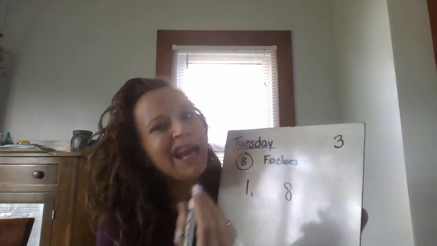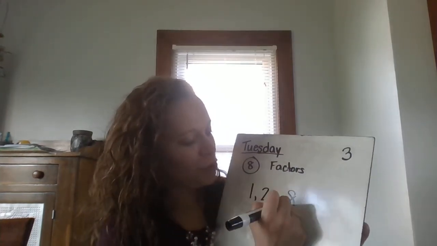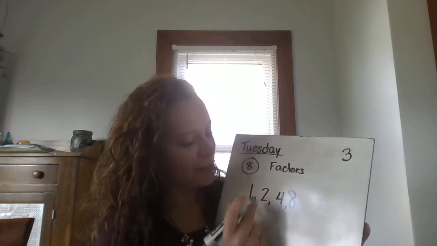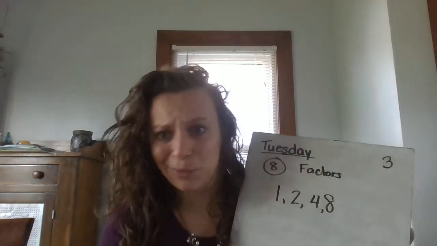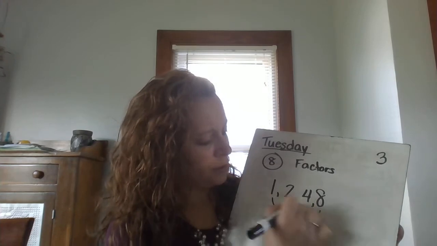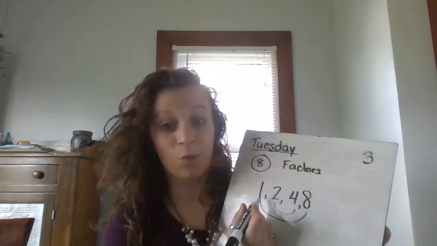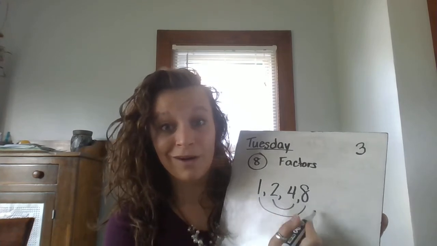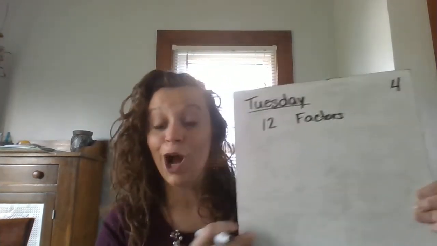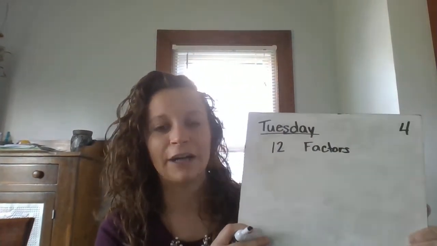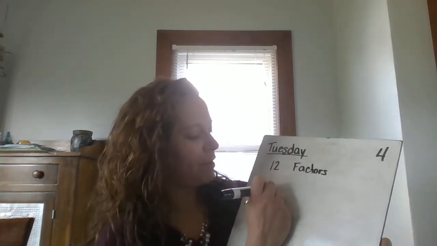We do 2. Well, yeah, it's even. So 2 times 4 is 8, and after 2 comes 3. We can't do 3 times anything. And remember, we made it back to 4, so we're done. So the factors of 8 are 1 and 2 and 4 and 8. That's it. Our next one asks us to list the factors of 12, so let's do the same thing.